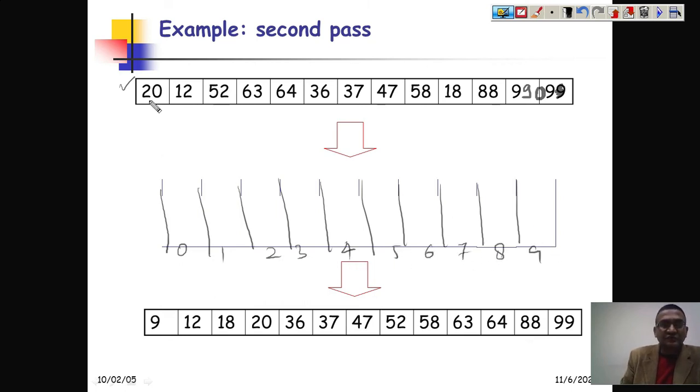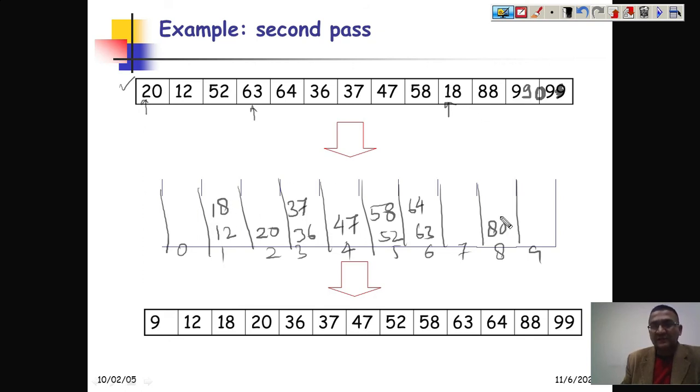So we will read this 20, which means we are reading this 2 here, so we'll go to bucket 2. Then 12 means bucket 1, 52, then 63, okay, then 64, 36, 37, 47, 58, 18. So 18 means this is 1, I'll go to bucket 1, 88, 99, and this is 9.